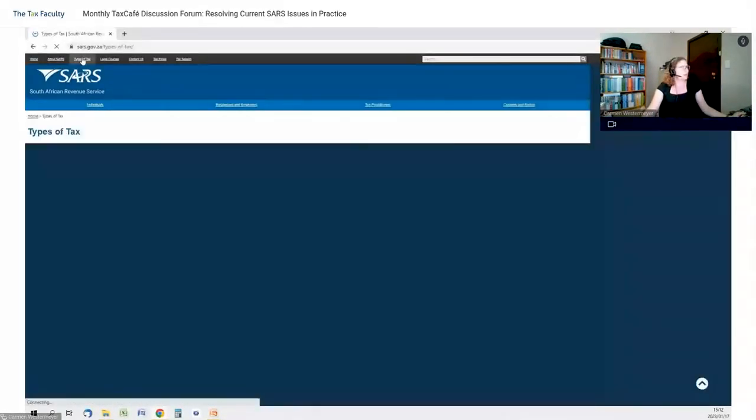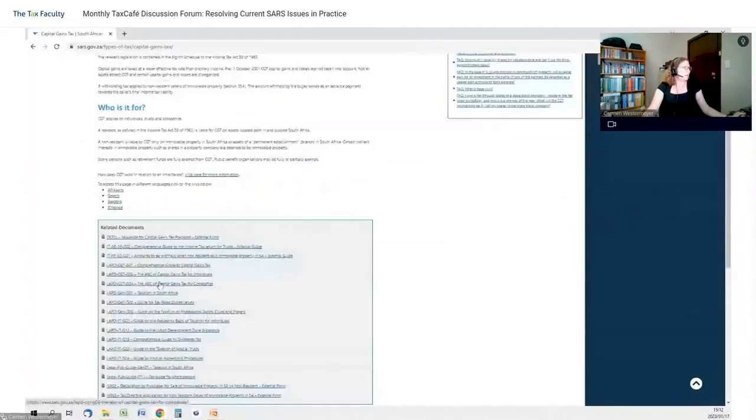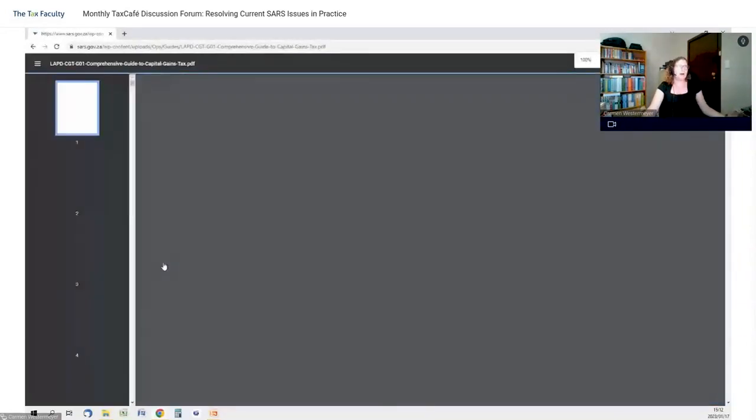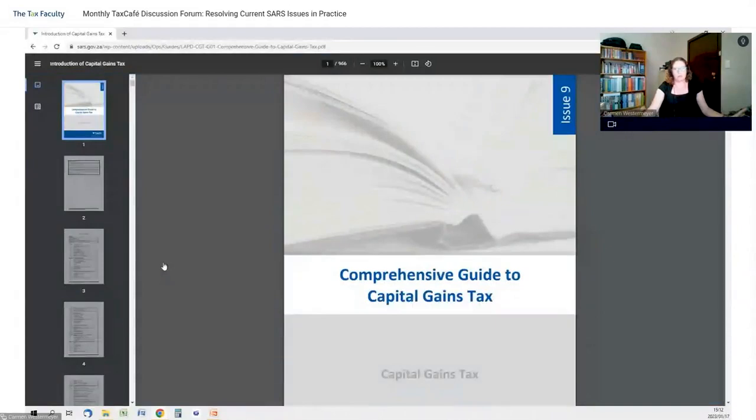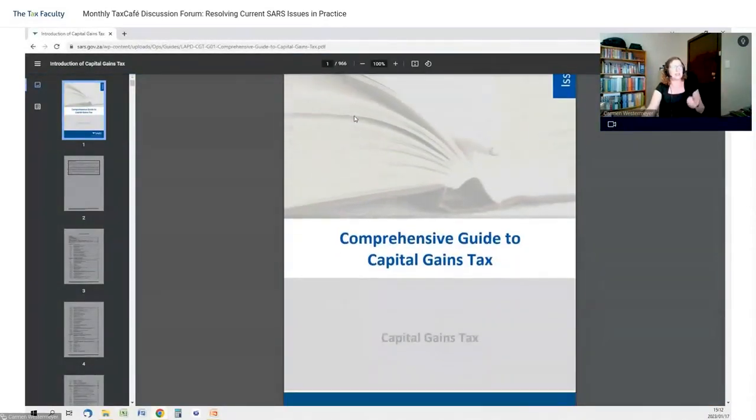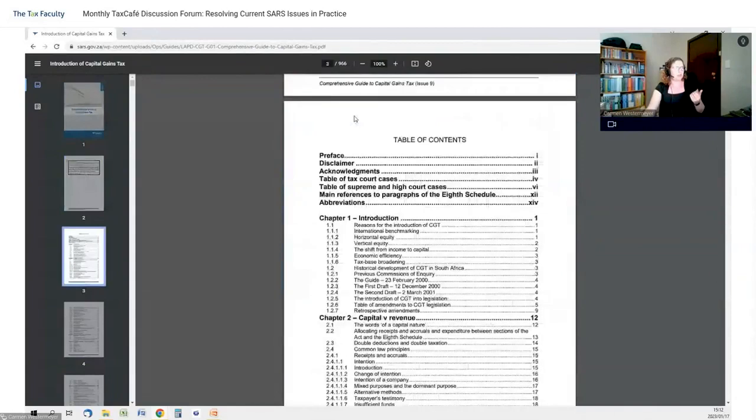the SARS website, have a look at types of tax, go to CGT, and then pick up the comprehensive guide to capital gains tax. Now, this document honestly is my go-to. And yes, I know it's scary. It says 966 pages, but that's part of the reason why it's so good, because it's got the detail on literally everything that you could want.